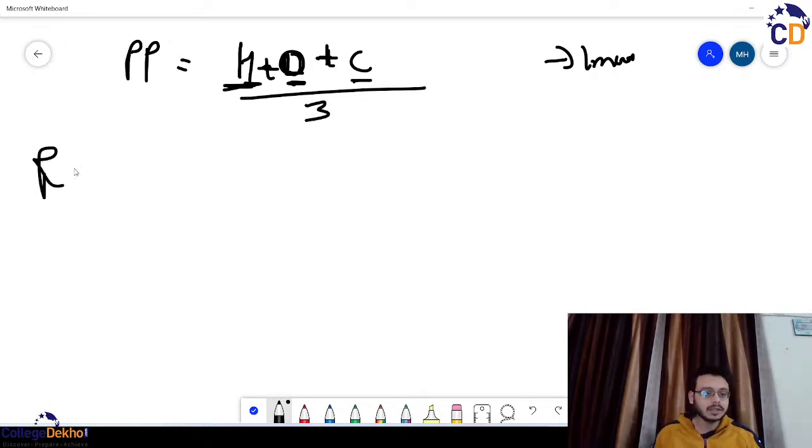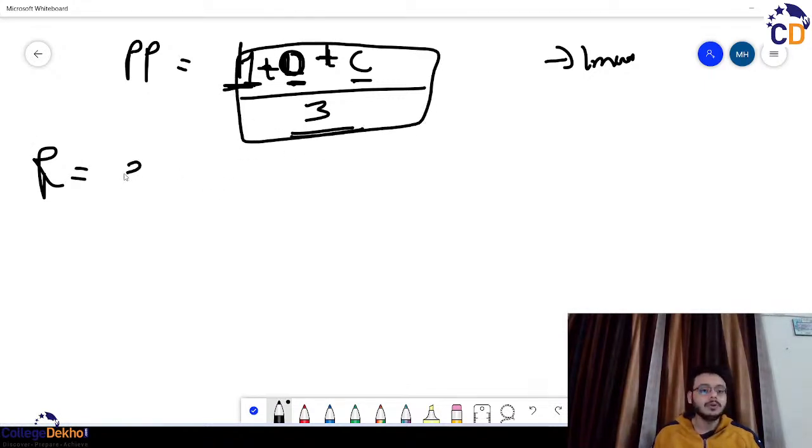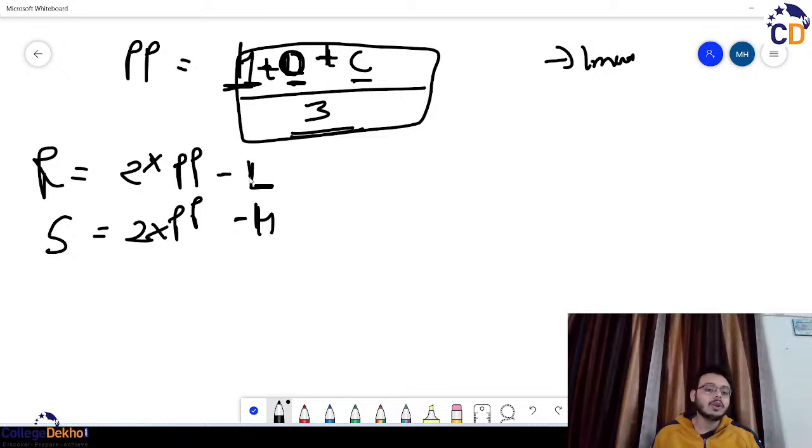Now to calculate the resistance level, जो हमारा ये आंसर आया है, so what we'll be doing is 2 into PP minus the lowest level, and for the support you can do 2 into PP minus the highest level. And अगर ये low and high लेना ही है, then instead of taking the opening price, you can take the lower price to have a good estimation.